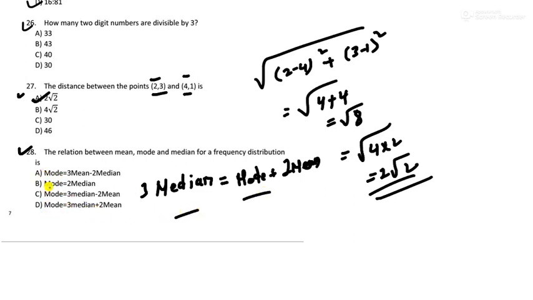They have given mode in the LHS. So if you take this one to the other side, the formula becomes 3 median minus 2 mean, right? 3 median minus 2 mean. Option number C is the right one. It is also an easy question based on formula.